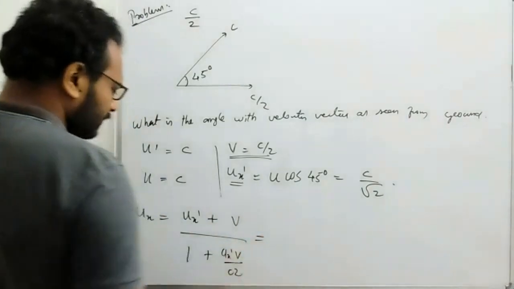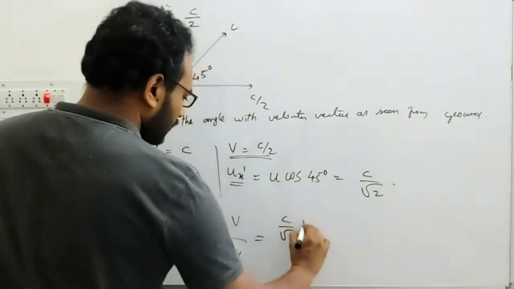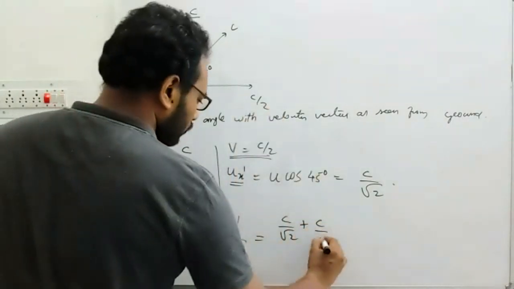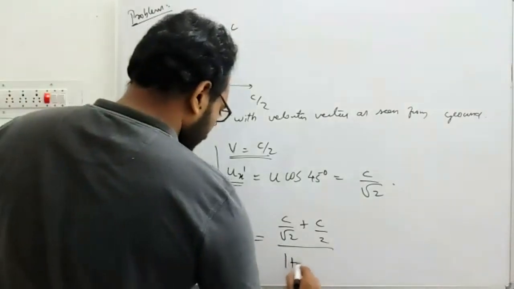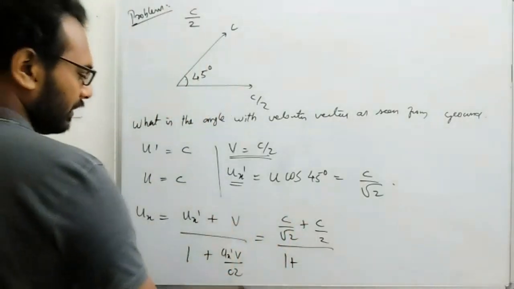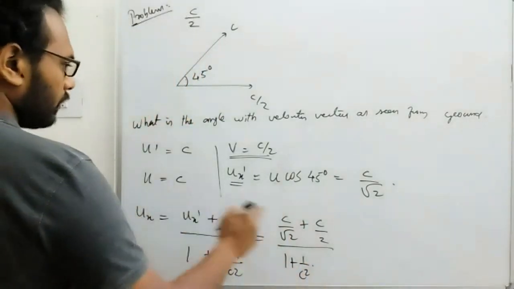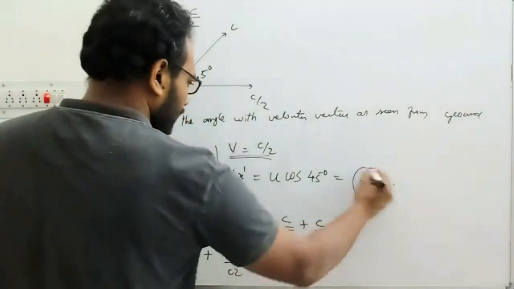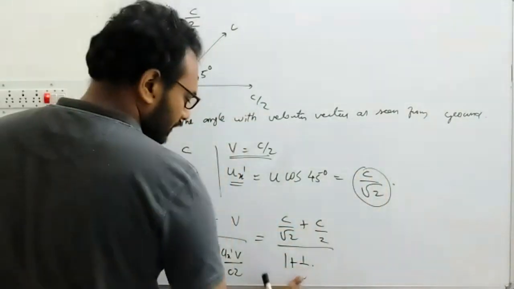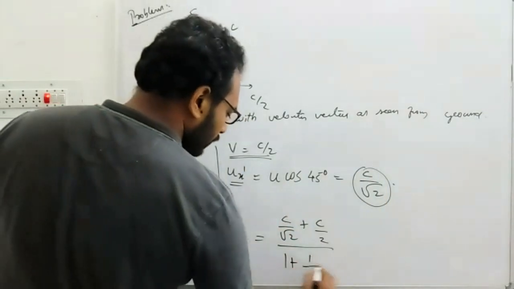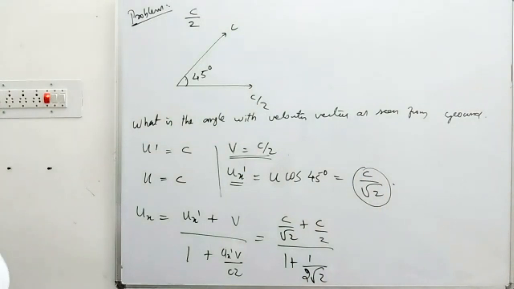So you just substitute these things. We have got Ux prime as c by root 2. What's V? V is equal to c by 2. Divided by 1 plus Ux prime V by c square. What's Ux prime V? Just c by root 2 multiplied by c by 2. So it's c square by 2 root 2. So the c square and c square get cancelled, and you simply have 1 divided by 2 root 2.